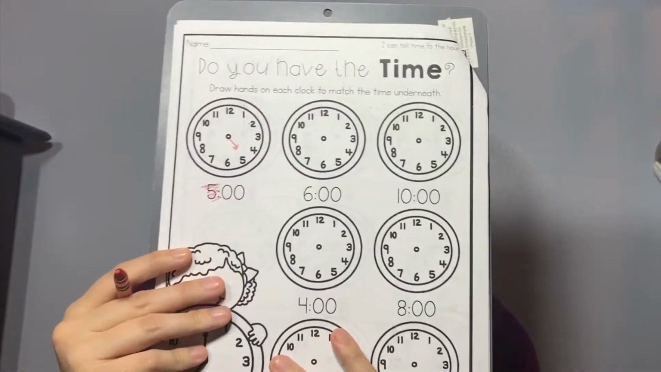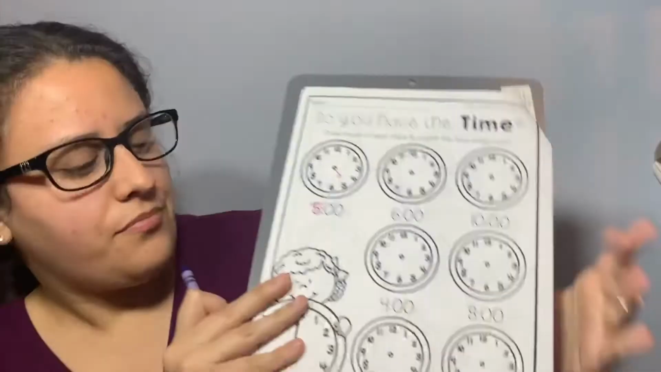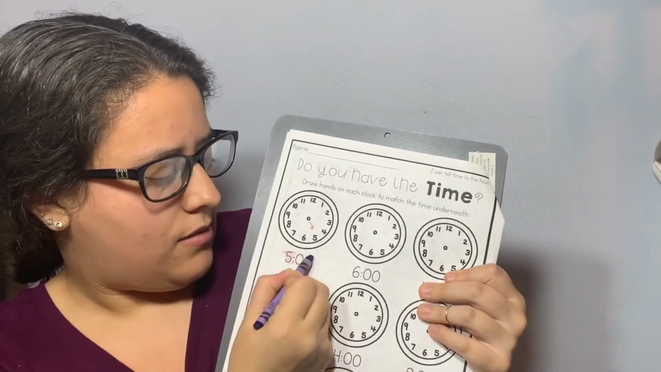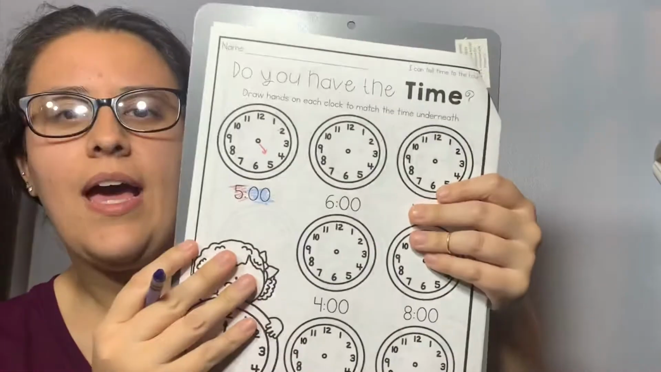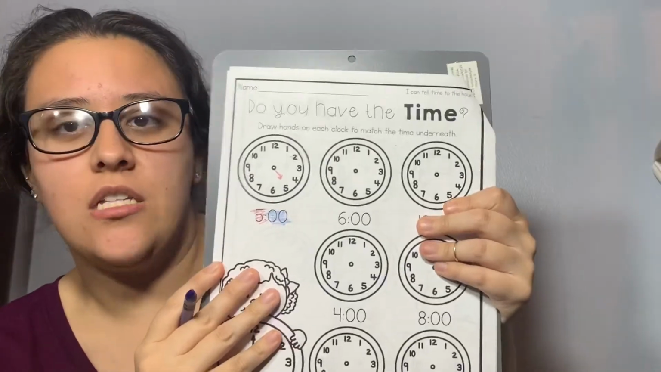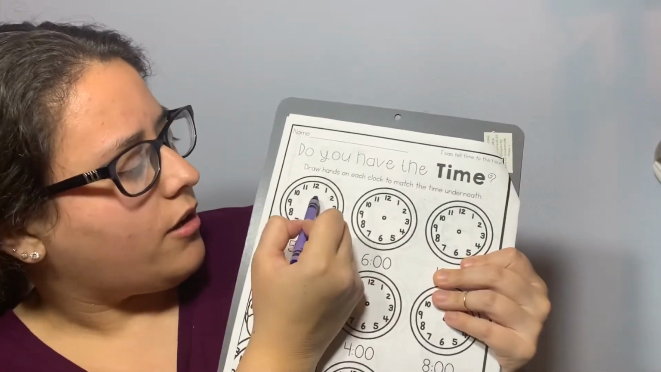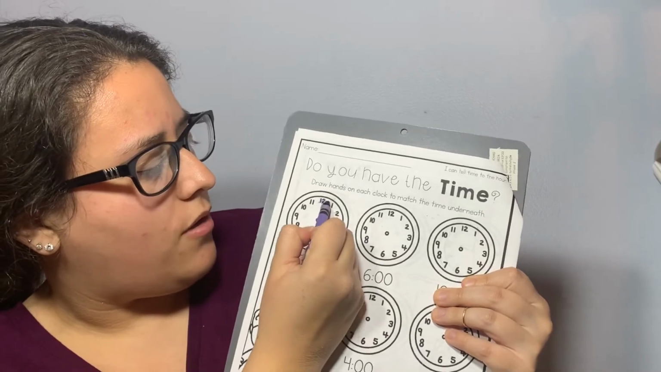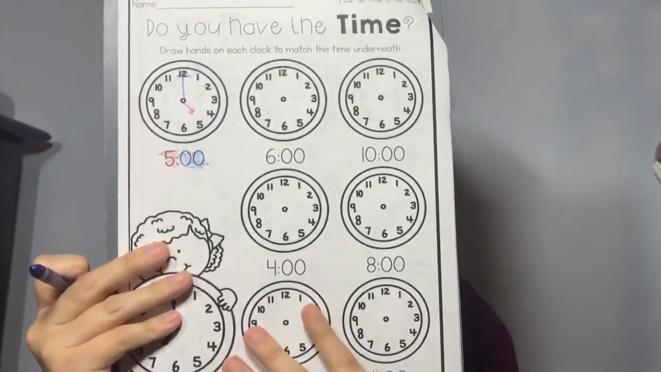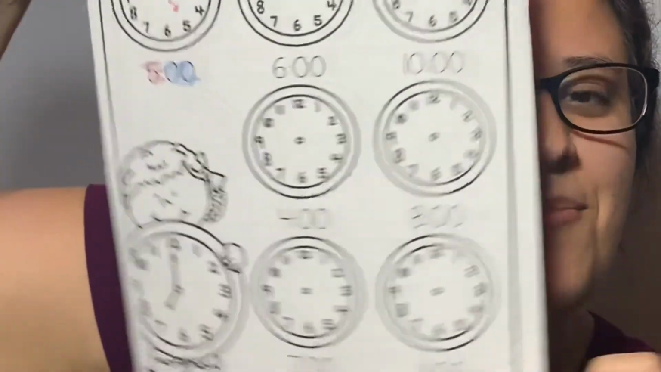Now, because it says 5 o'clock, I know that my minutes go next, and that will be my long hand. And my long hand for a clock goes straight up at the 12. And that is how you get 5 o'clock. Your job is to go ahead and do the rest of the page.